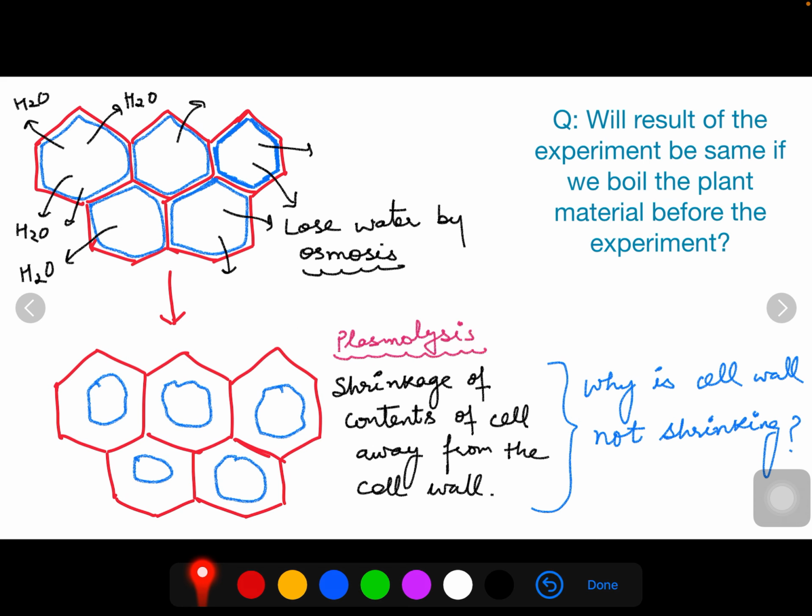So I hope you have understood the process of plasmolysis shown in plant cell.